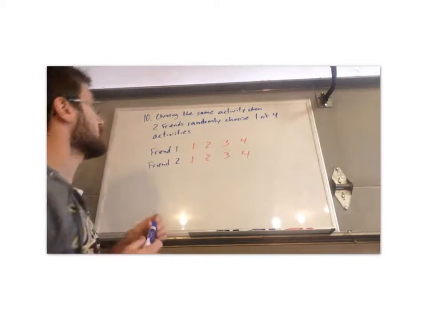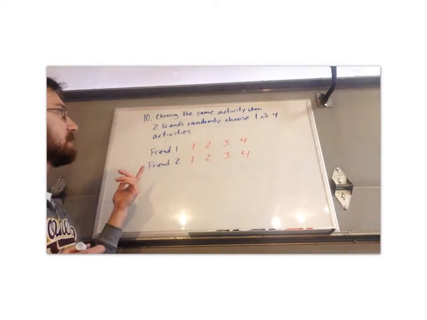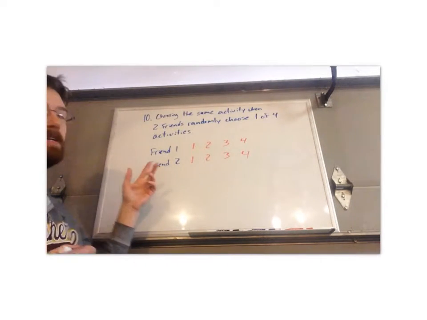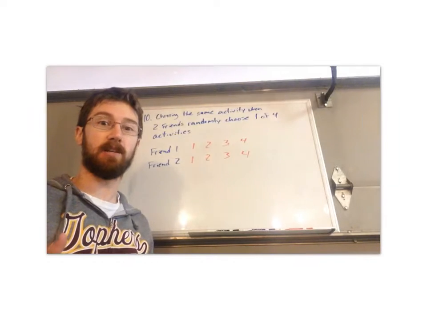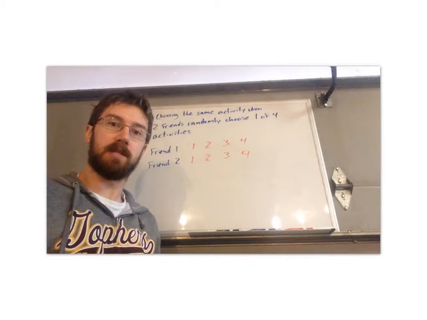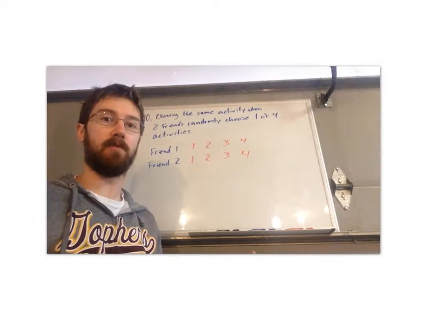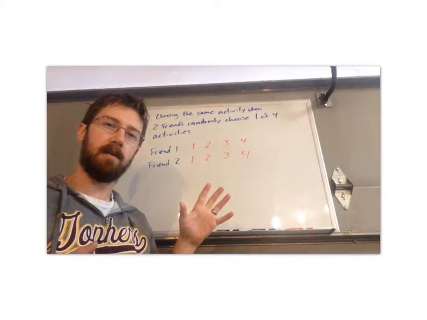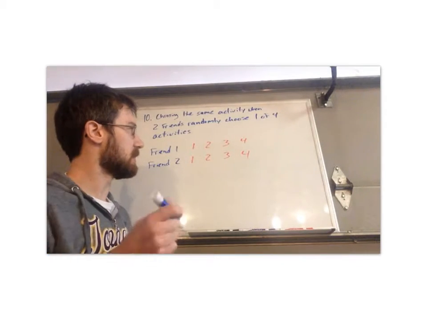The first one is number 10. Choosing the same activity when two friends randomly choose one of four activities. Now, if you looked at the answer key, I just put a 1 out of 4, and what a lot of students want to do is say it's 1/4 times 1/4. But if we think through the problem a little bit, we'll hopefully see why it's just 1/4.